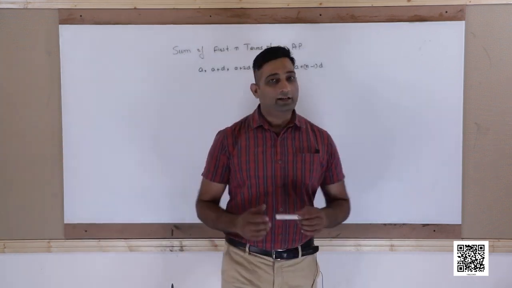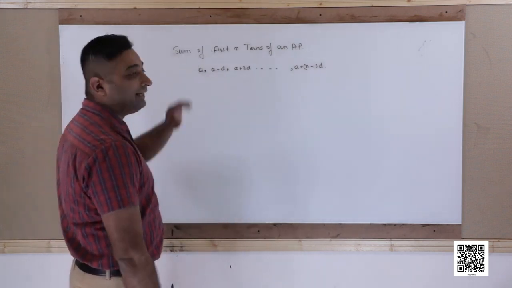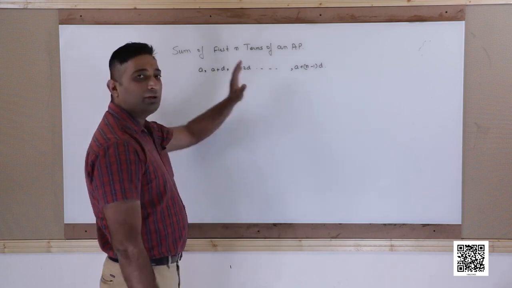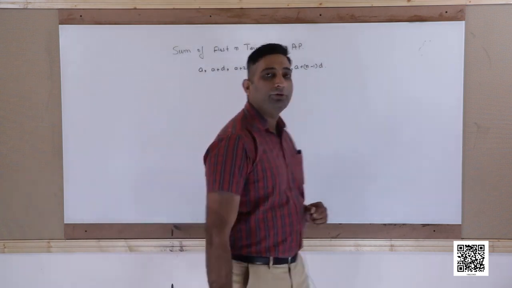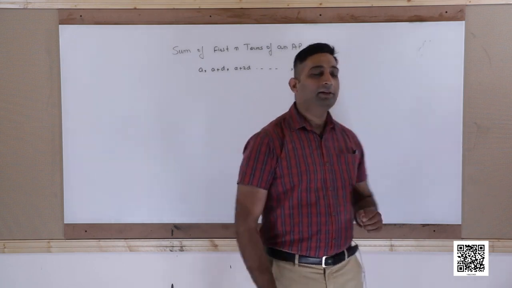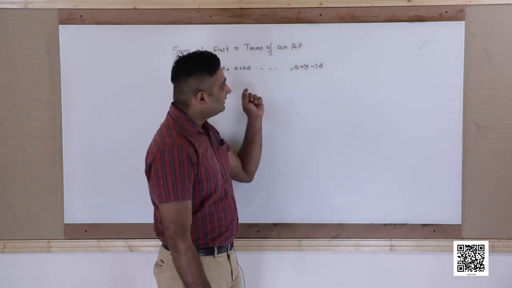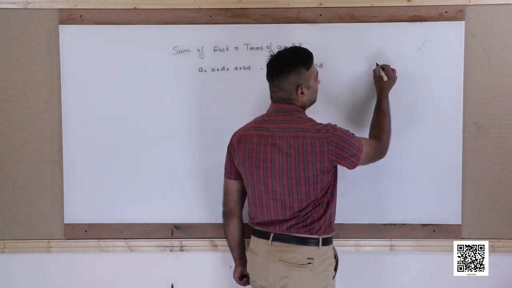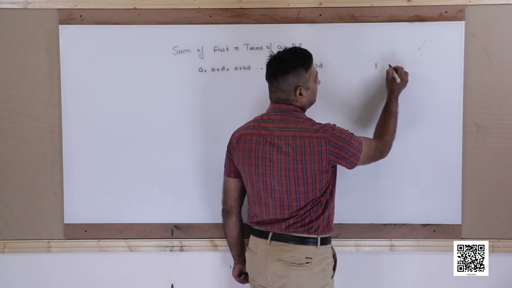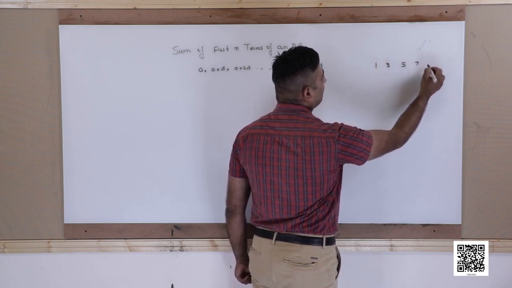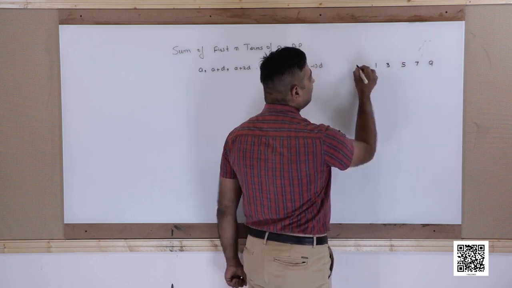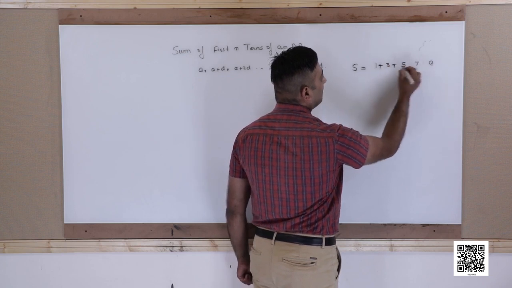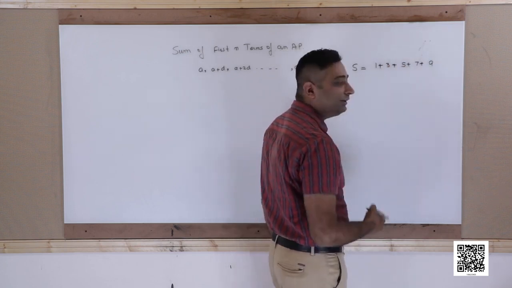Dear students, now let us find the sum of first n terms of an AP. The AP is A, A plus D, A plus 2D and up to A plus n minus 1 into D. Now let us take an example to understand the sum of an AP in a better way. Let us consider an AP having numbers 1, 3, 5, 7, 9, etc. So let us write the sum of this as S. So 1 plus 3 plus 5 plus 7 plus 9 is the sum of this AP.